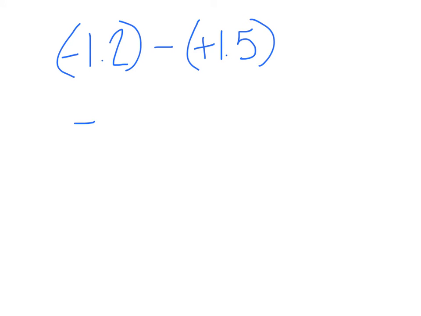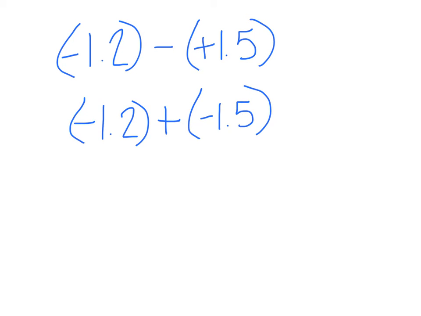Example 3, before we get to our practice, we are asked to simplify this problem. We have negative 1.2 minus a positive 1.5. We're adding the opposite, so negative 1.2, we want to change it to an addition problem. Add the opposite of 1.5, which would be negative 1.5. Then this becomes a really simple problem for us. We have a negative sign and a negative sign, so therefore we can add the two and keep the negative sign. So we have negative 1.2 plus a negative 1.5.